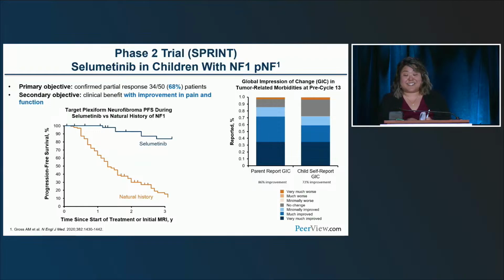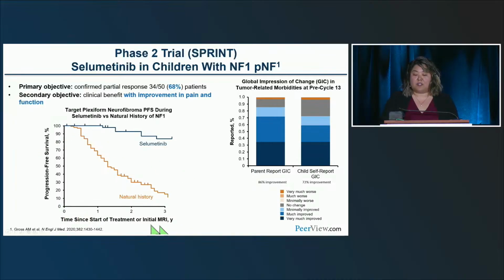So the results of this trial were really exciting in that there was a partial response seen in about 68% of patients. And what I find sometimes even more exciting is that there was actually improvement in pain and function, which I think is ultimately our goal as clinicians for our patients.